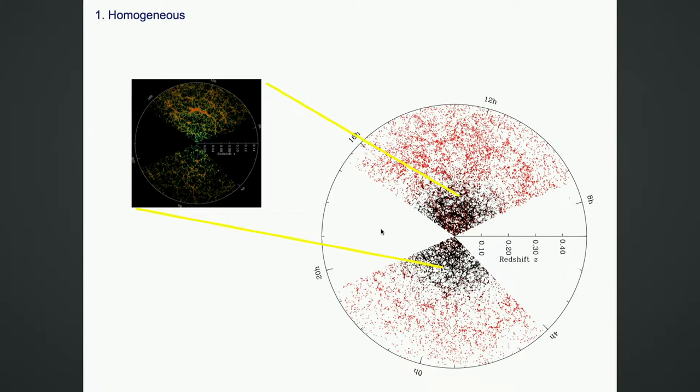So the question was, why is there a blank patch in the survey? Well, the survey only covered part of the sky, okay? We still don't have a completely full coverage of the entire sky. Things are in our way, for instance, the disk of our galaxy.